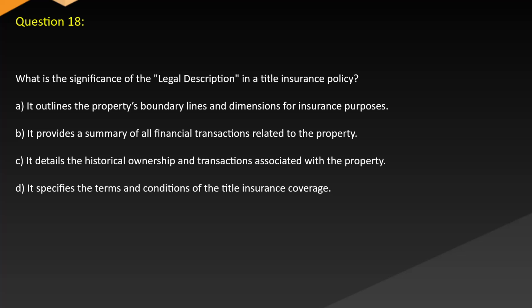Question 18. What is the significance of the legal description in a title insurance policy? A. It outlines the property's boundary lines and dimensions for insurance purposes. B. It provides a summary of all financial transactions related to the property. C. It details the historical ownership and transactions associated with the property. D. It specifies the terms and conditions of the title insurance coverage.